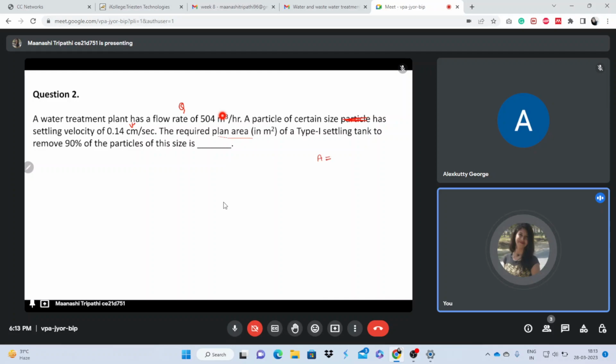Generally we have to calculate this plan area. If we just want to calculate for the type 1 settling, it means the particle is discrete. Type 1 settling means discrete, so Stokes law will be valid here. You can use Stokes law to solve this question. Please try to solve this question, then we will see the solution in a few minutes.